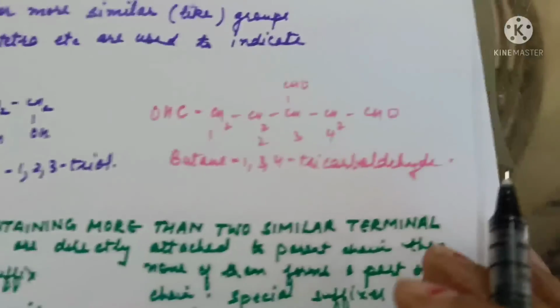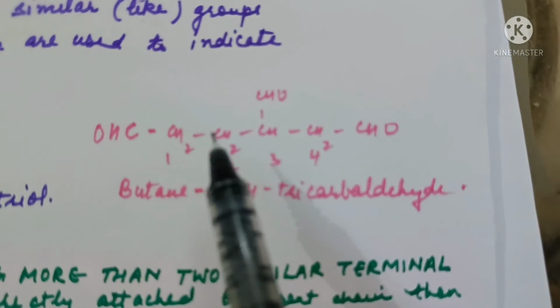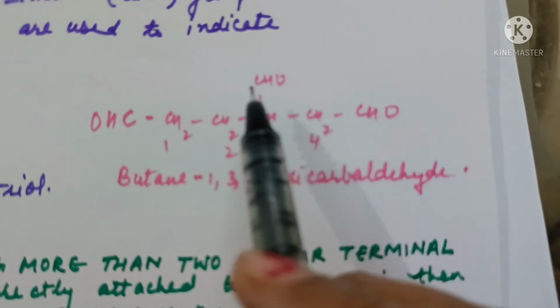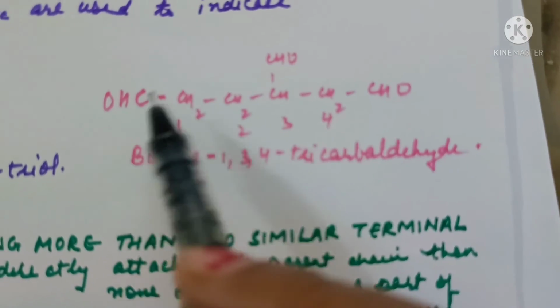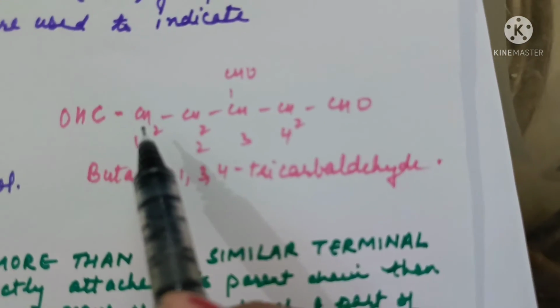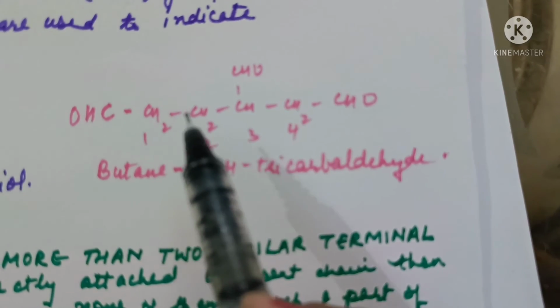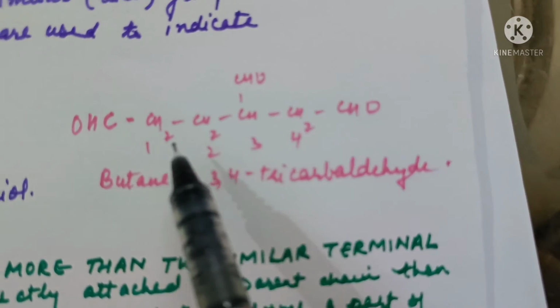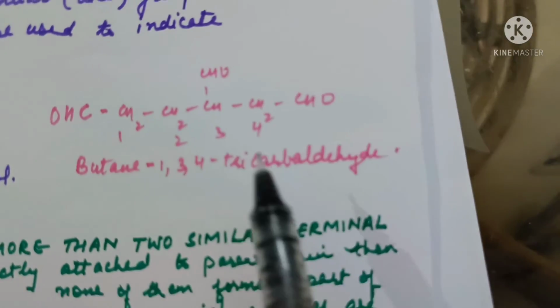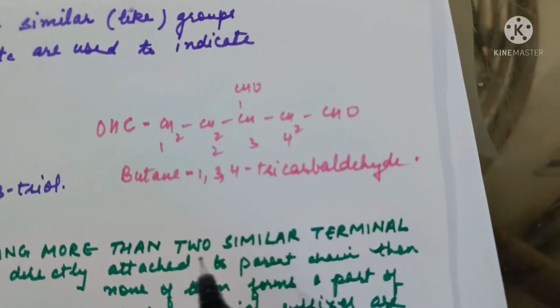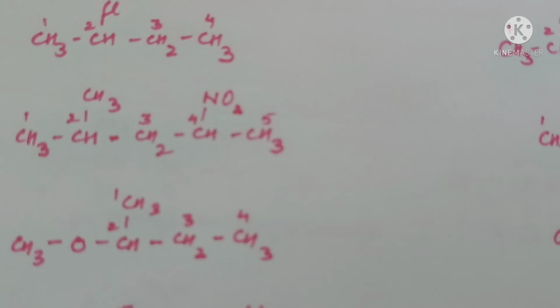So for example, this is a compound. There are 3 terminal functional groups. We cannot include this one. We will include neither then. And the chain will be reduced to a chain of 4 carbon atoms. And the name will be butane-1,3,4-tricarbaldehyde. That's all in today's video.